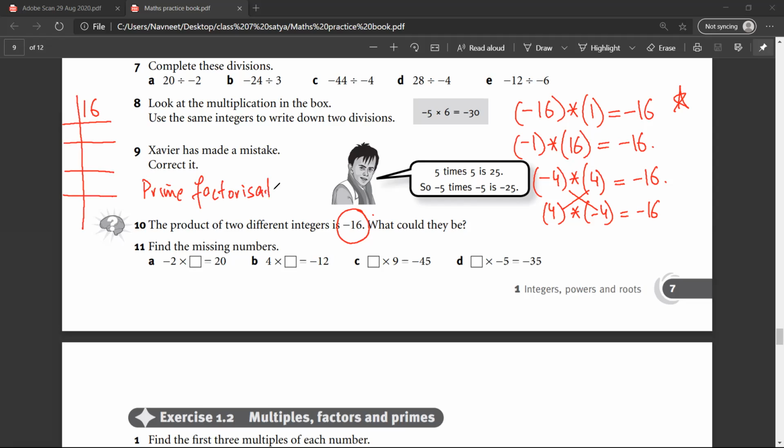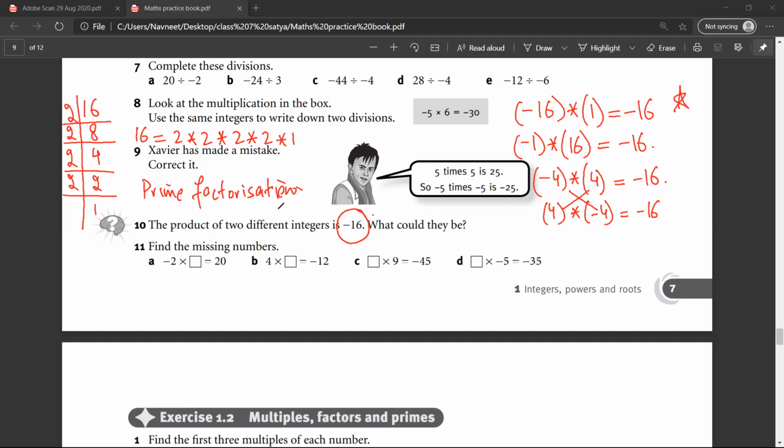Okay. So, in prime factorization, what I do is 2 8s are 16, 2 4s are 8, 2 2s are 4, 2 1s are 2. Have you understood? Yes, sir. So, 16 is equal to 2 into 2 into 2 into 2 into 1. Have you understood? Yes, sir.